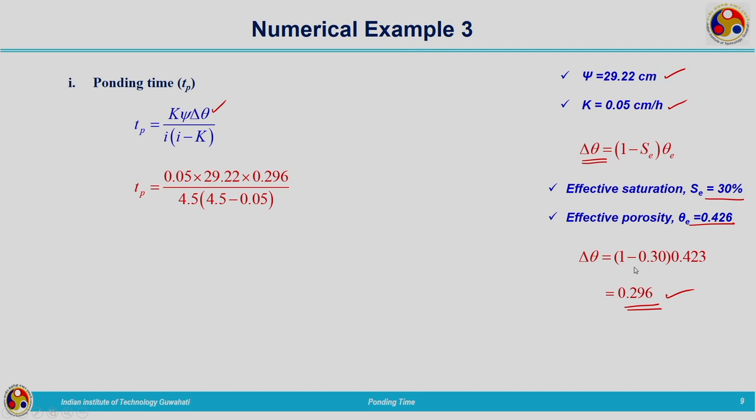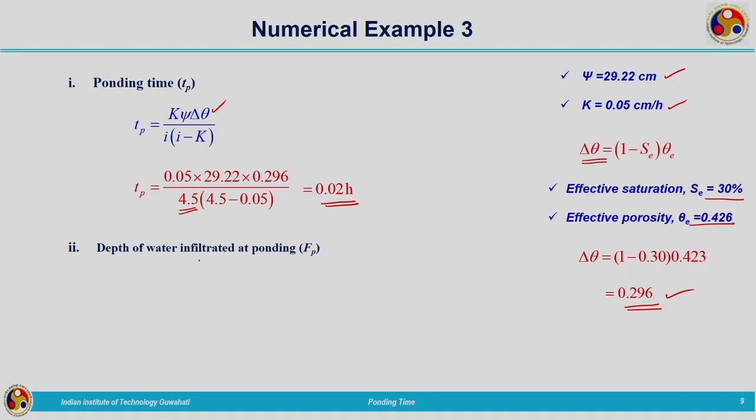Now we can substitute psi, K and delta theta in the equation for ponding time and also intensity of rainfall. So tp is 0.05 into 29.22 into 0.296 divided by 4.5 multiplied by 4.5 minus 0.05. Rainfall intensity is substituted as 4.5, which is given to us. So tp can be calculated as 0.02 hours. So now we have calculated the value corresponding to ponding time by making use of the equation for tp, and it is found that it is only 0.02 hours. Within 0.02 hours, water starts ponding on the ground surface.